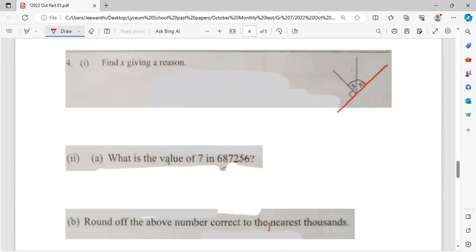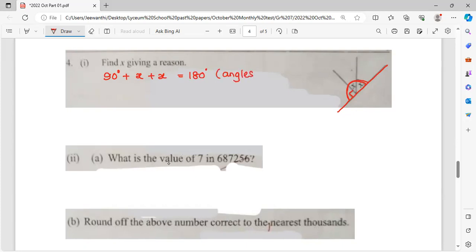And you can find the angles on the straight line. You know the angles on a straight line. And what is this small box? It is 90 degrees. So then you write 90 degrees plus x is equal to 180. How do you get this?